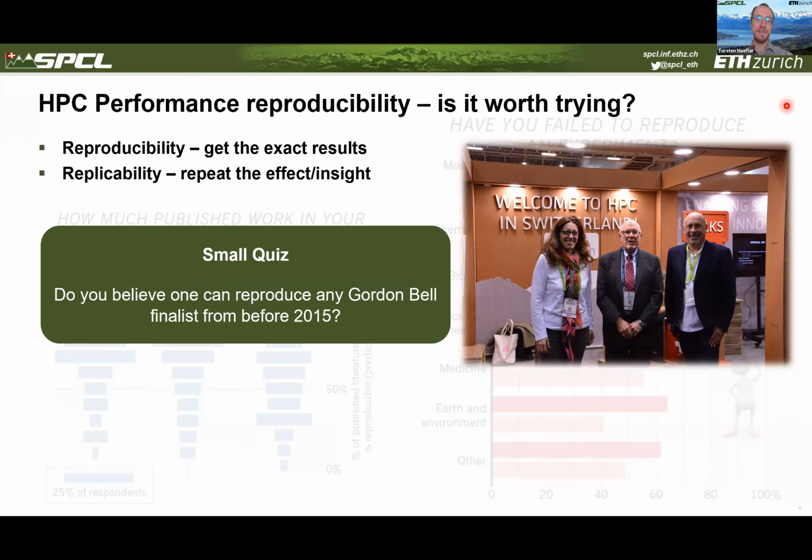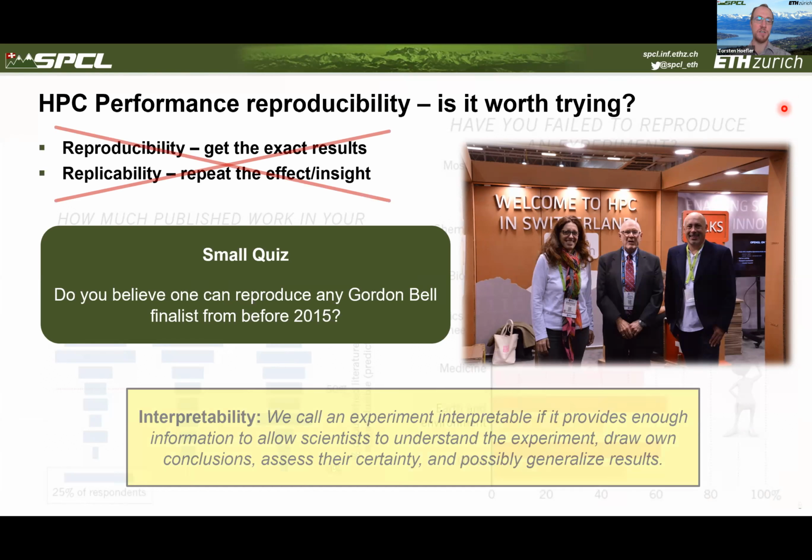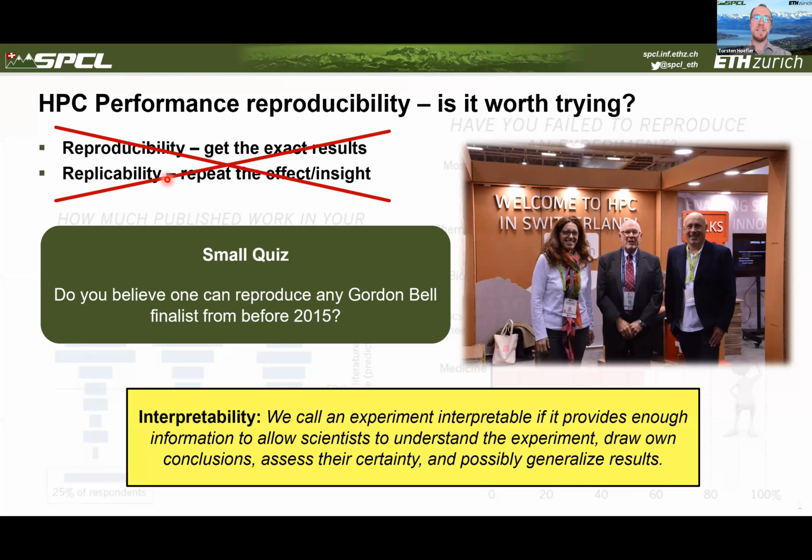Well, most likely not, because these machines are probably not in existence anymore, or even if they still exist, they would be running a completely different software and system software stack that completely changes the performance. So at least at the very high end of the high performance computing machines, we will not be able to reproduce these results one-to-one.